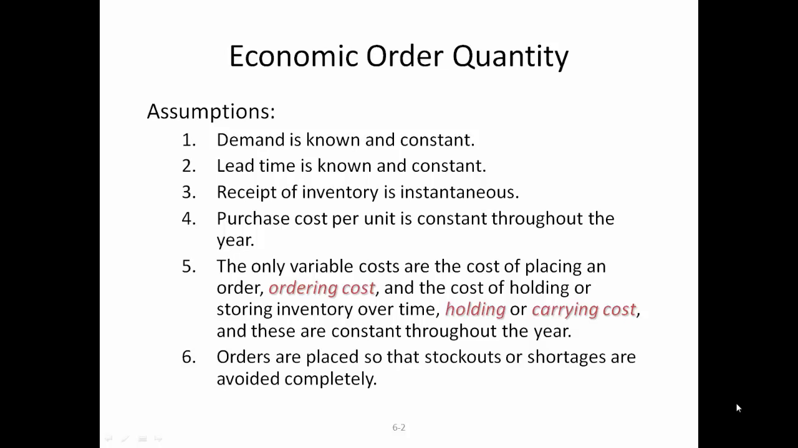And as you can see, the first two are deterministic in nature, meaning that we know what it is. So we know what the demand is, and we know what the lead time is. And of course, the receipt of the inventory is instantaneous, and we know what the cost is, so there's another deterministic factor. On the other hand, we have variable cost.